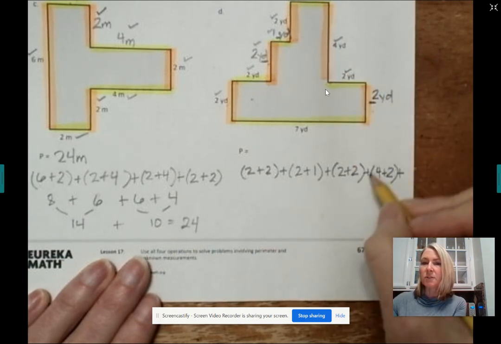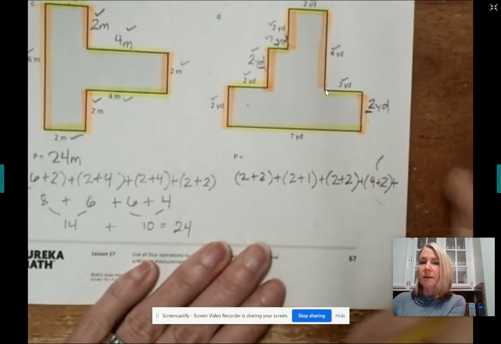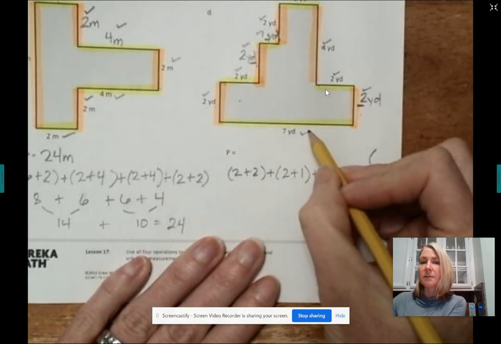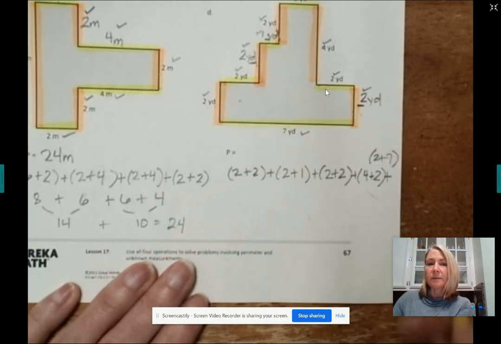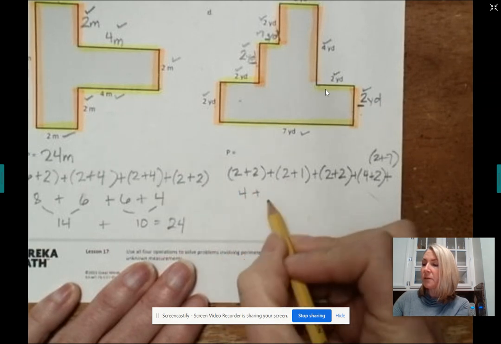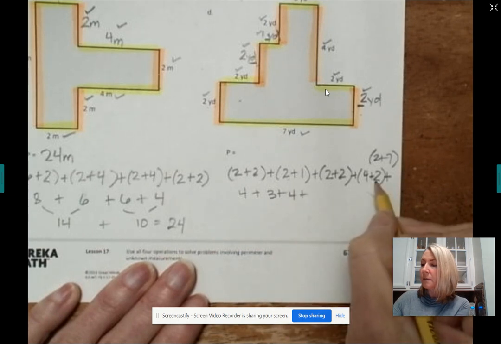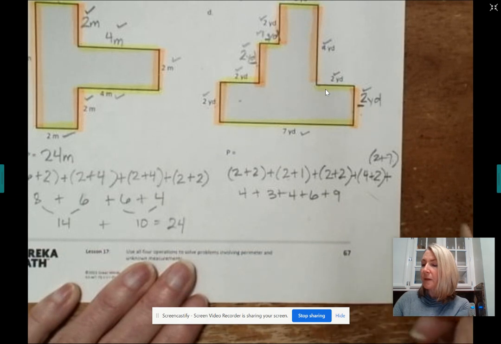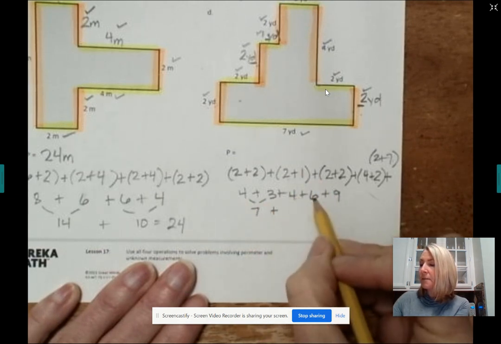I'm gonna have to squish. I did not pre-plan this very well. I wrote too big. Okay, so then my last one would be 2 yards plus my 7. As we add it, it'll shrink up. Okay, so here I have 4 plus 3 plus 4 plus 6 plus 9. Okay, and then I'll pull them down. I get 7 plus 10.